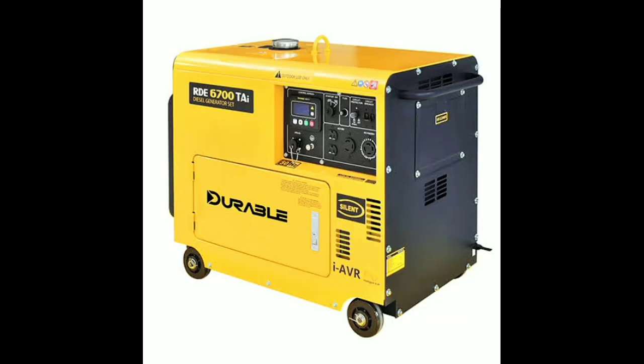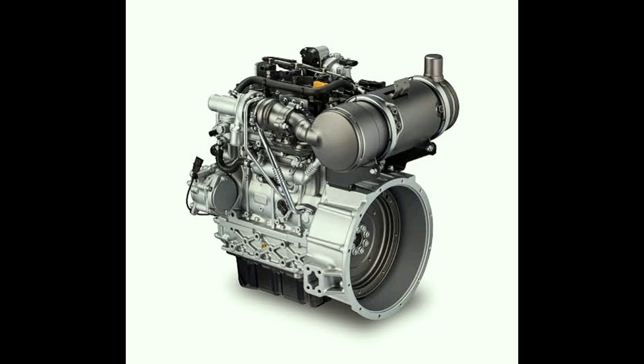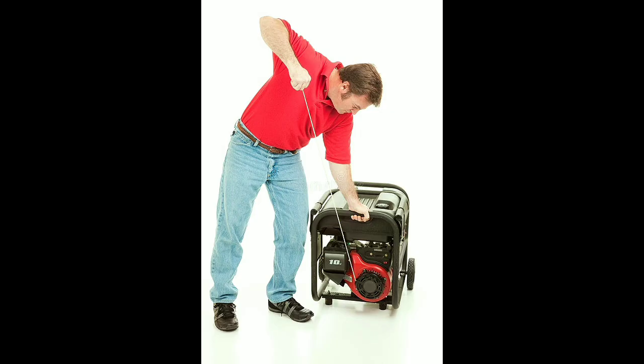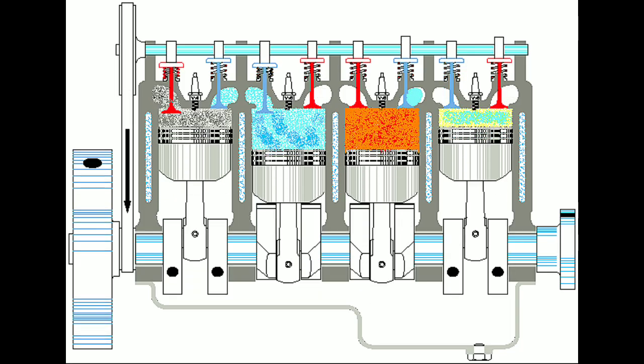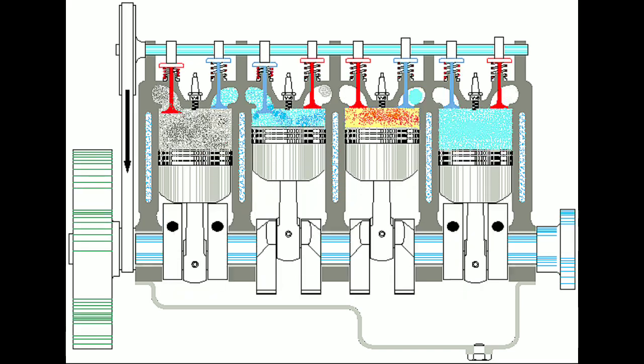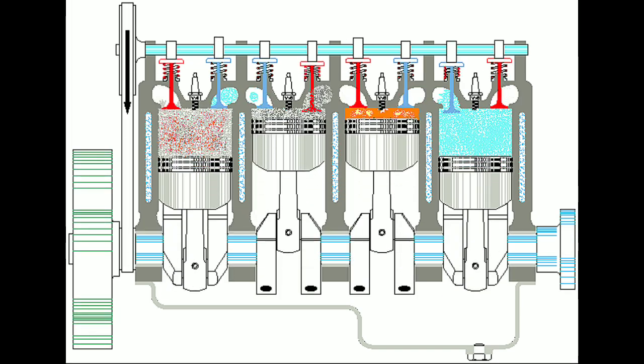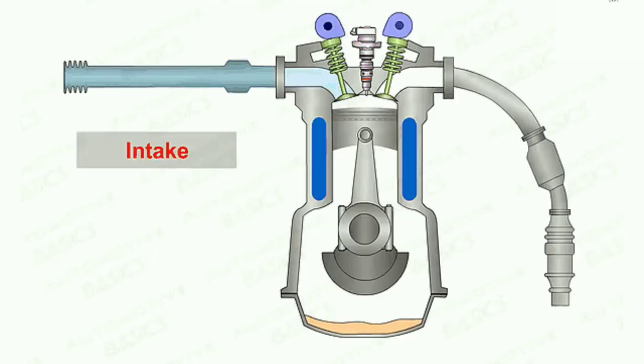How a generator works. Step 1. Fuel powers the engine. When you start the generator, fuel enters the engine. The fuel burns inside the engine, creating energy. This energy causes the engine shaft to rotate.